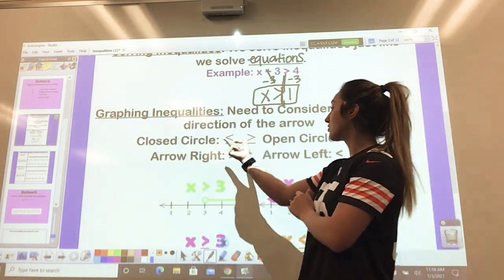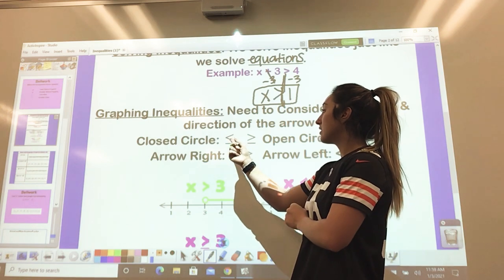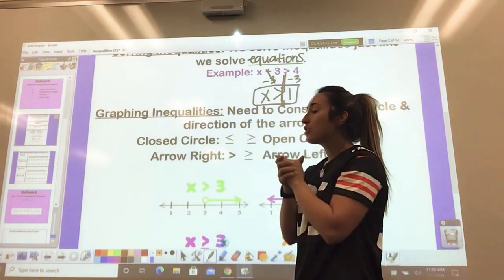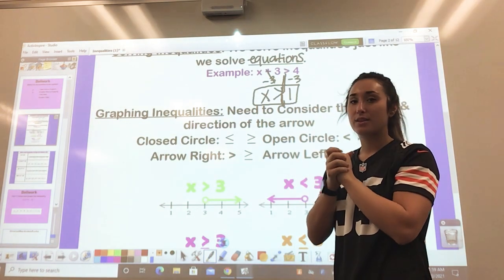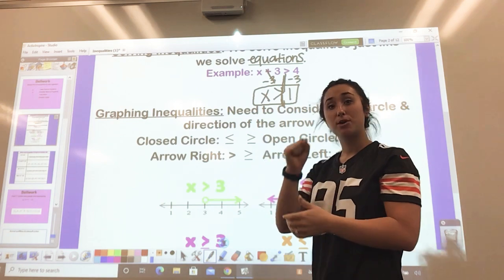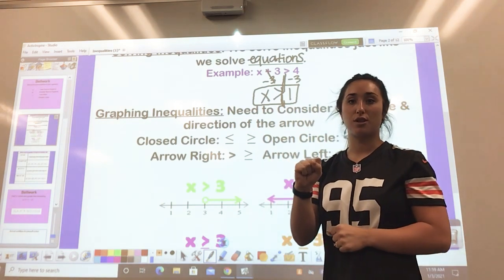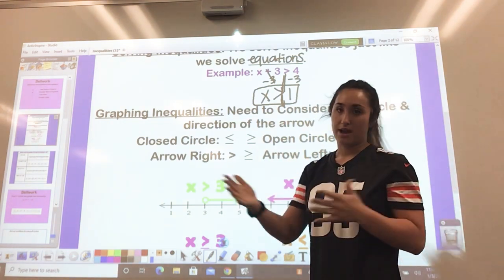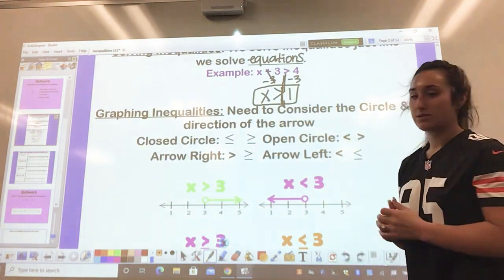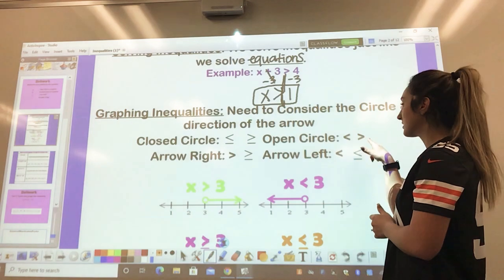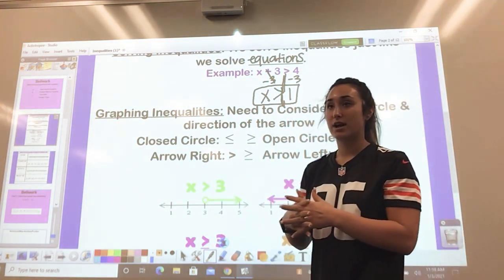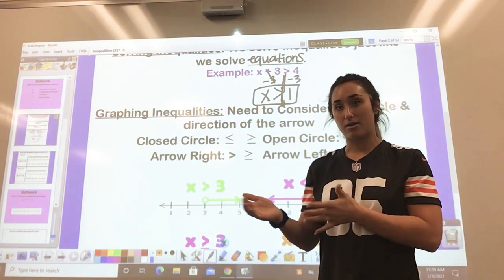A closed circle will be when we're dealing with the equal to sign, so less than or equal to and greater than or equal to. It's a closed circle because it's going to include that value. If x is greater than or equal to 1, it could be 1, so you want to put a closed circle on 1, and then the arrow in the correct direction. It's an open circle if it doesn't include the equal to, if it's just less than or greater than. And then the arrow is going to point in the direction of either the greater numbers or the less numbers.